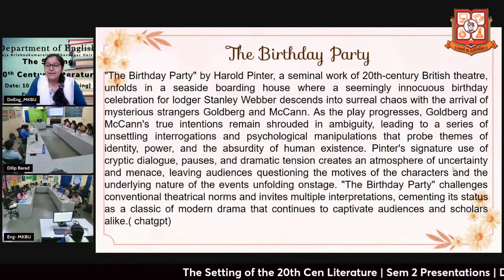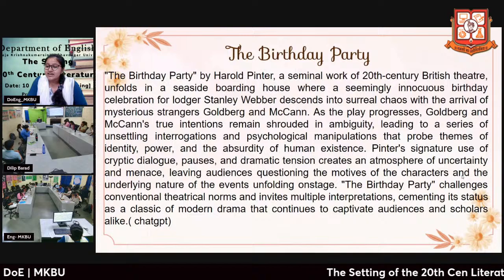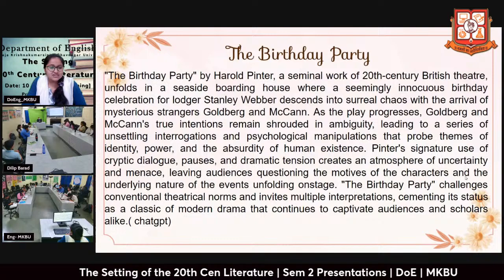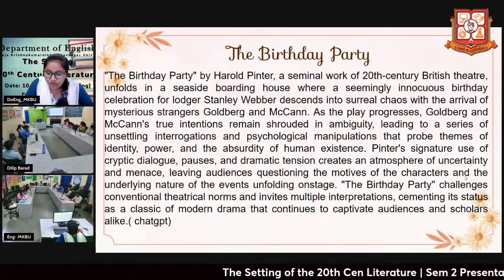Pinter's signature use of cryptic dialogue, pauses, and dramatic tension creates an atmosphere of uncertainty and menace, leaving audiences questioning the motives of the characters and the underlying nature of the events unfolding on stage. So the play challenges conventional theatrical norms and invites multiple interpretations, cementing its status as a classic of modern drama that continues to captivate audiences and scholars alike. This is referred from ChatGPT.